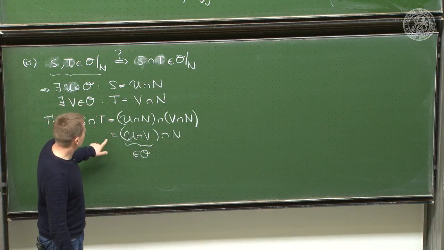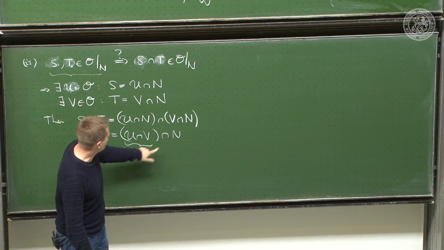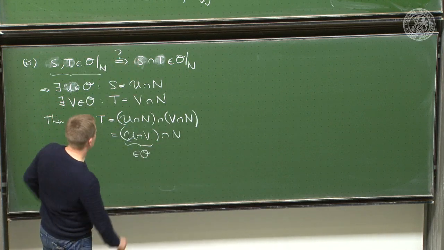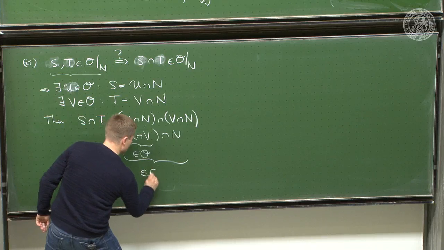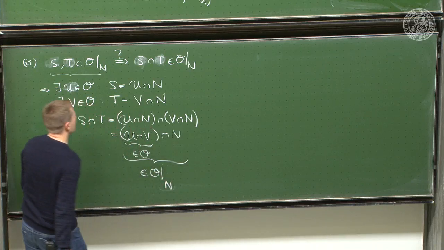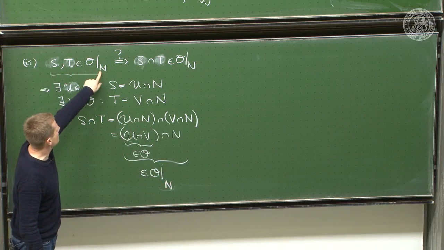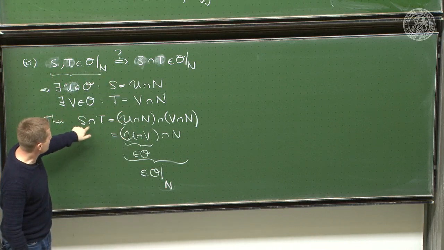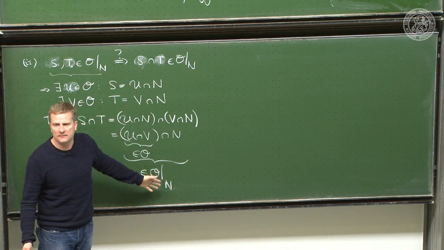But you see, if you have an element of O intersected N, then according to the definition, the whole thing is an element of O_N. So indeed, S, T in O_N implies that S intersected T is an element in O_N.